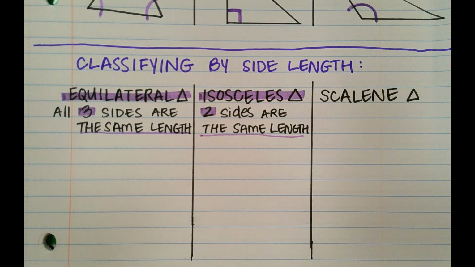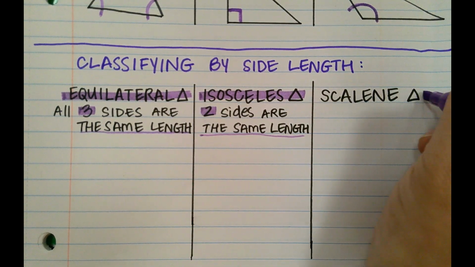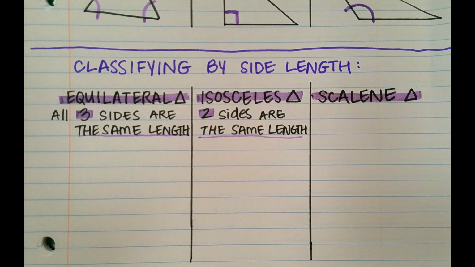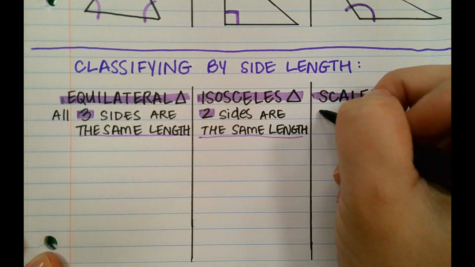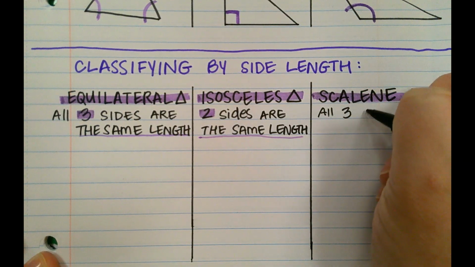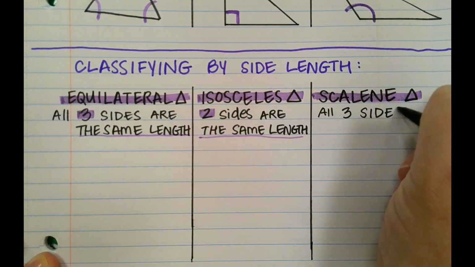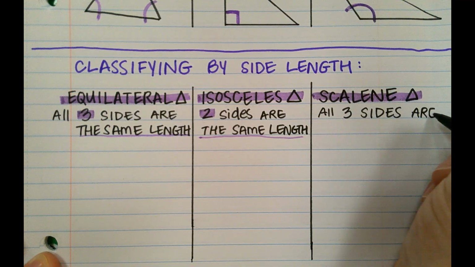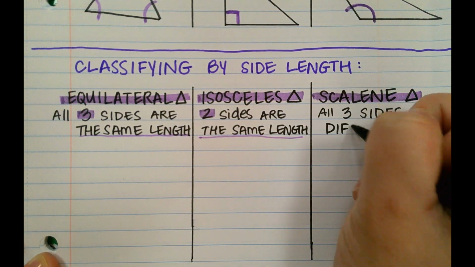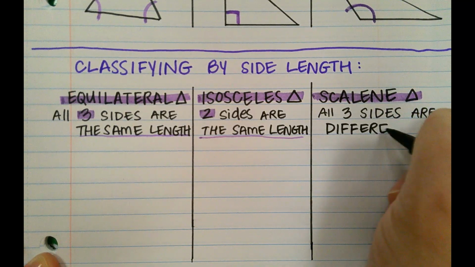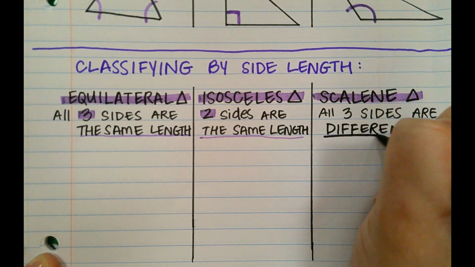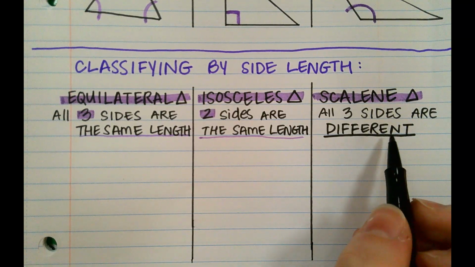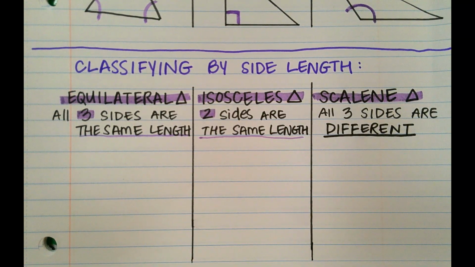And then finally, scalene. Does anybody know what a scalene triangle is? None of the sides are equal, so all three sides are different lengths. Good. So all three sides are different. I like different since we're talking about the sides are different, not the same.